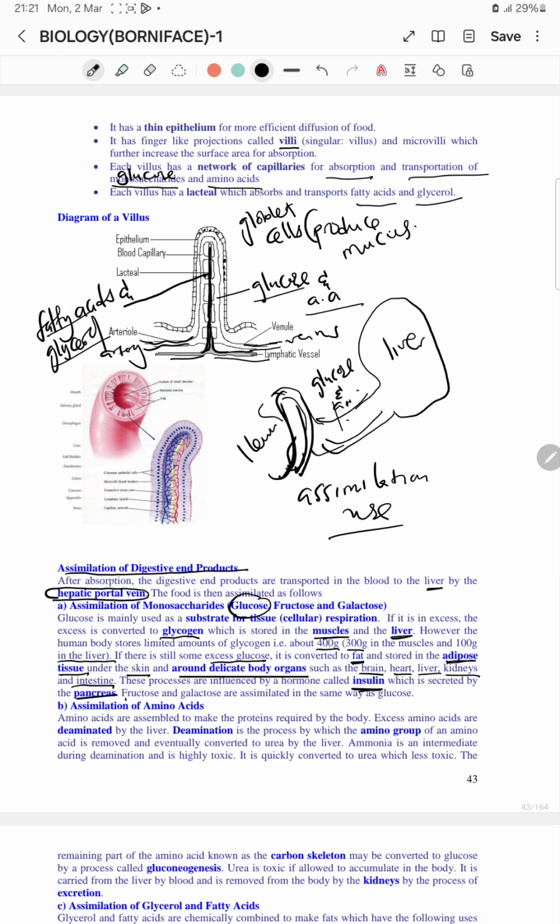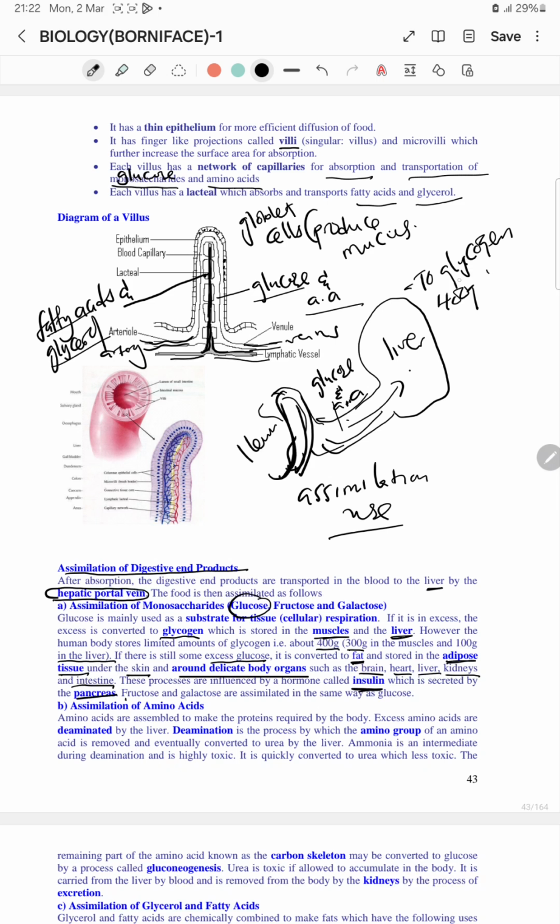Okay, so when we know that the ones that are transported in here, we have glucose and amino acid. So when they reach in here, you'll find that when glucose goes in there, one, it will be converted to glycogen and stored where? In the muscles and the liver. Remember that the glycogen storage is supposed to be 400 grams, 300 in the muscles, 100 in the liver.